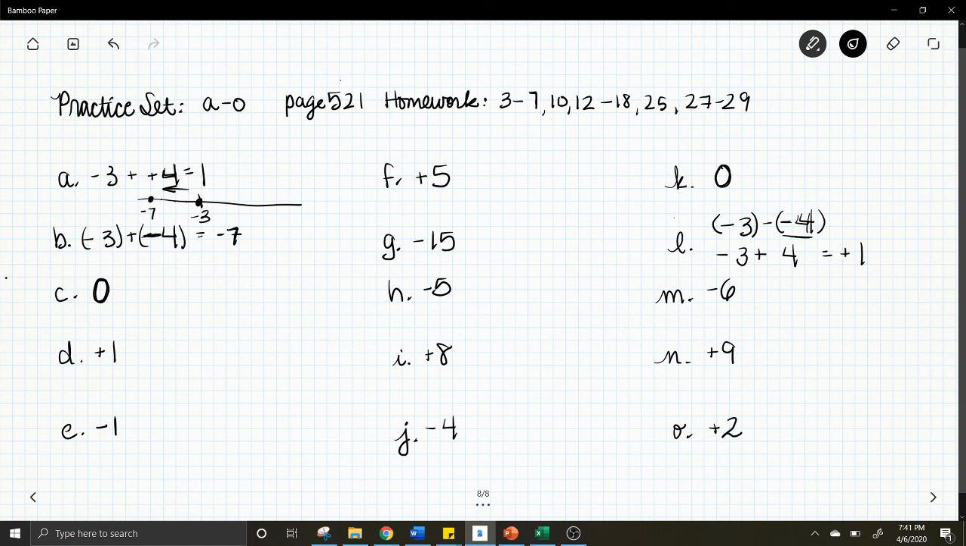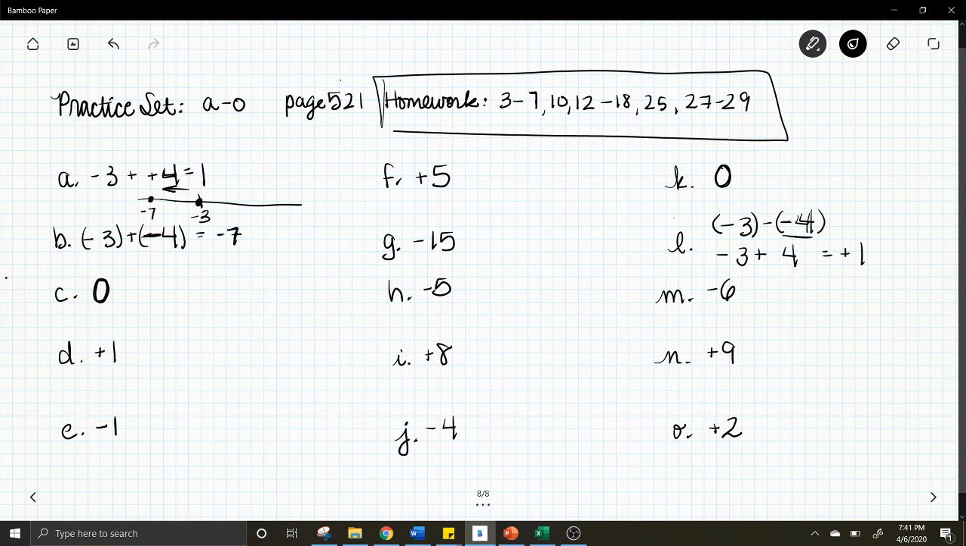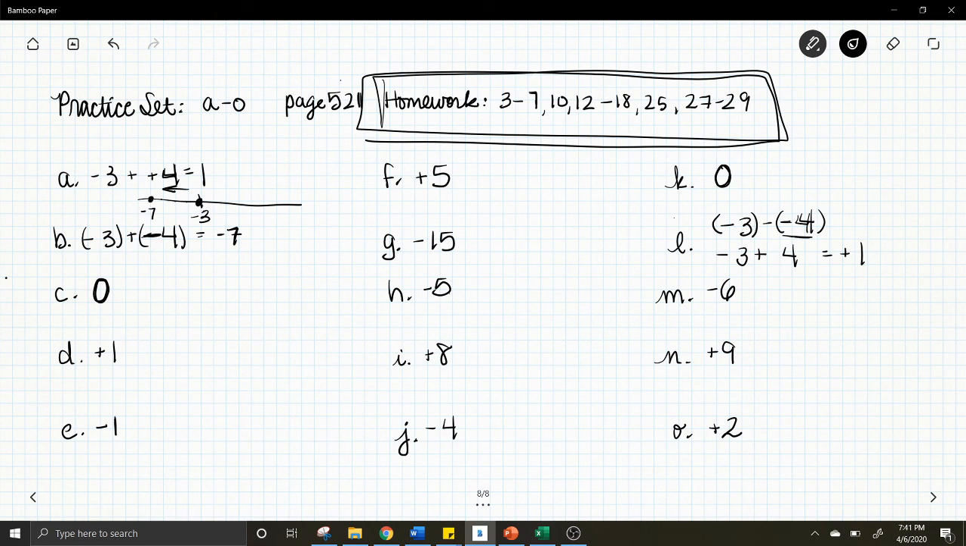All right, great job on these. You see your homework here on the top right of your screen. That starts on page 521. So 3 through 7, 10, 12 through 18, 25, and then 27 through 29. Make sure you write these down because this is more than just the problem with asterisks.